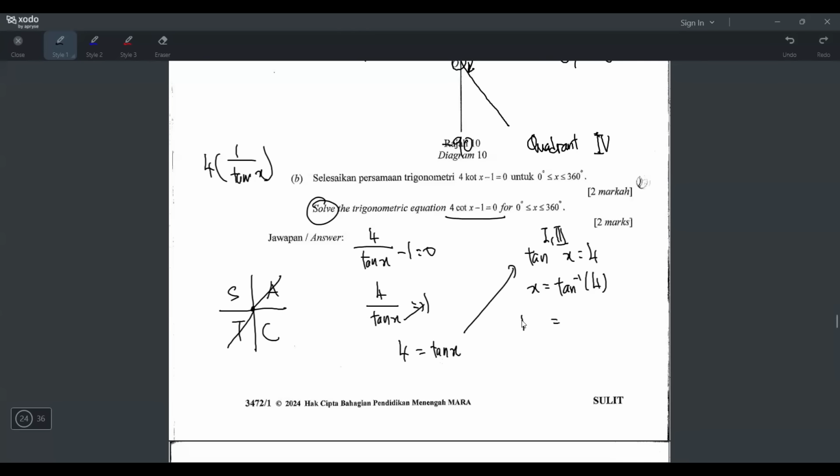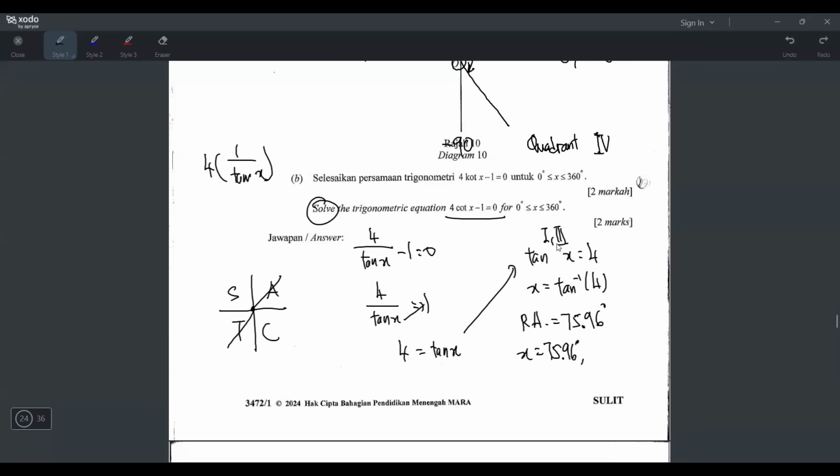And when you press this, the calculator will give you the RA, reference angle. So let's press shift tangent 4. My calculator gives me 75.96. Okay, so this is the reference angle. What is reference angle? Reference angle means the quadrant 1 angle. So now to get the real answer, I have to convert to 1 and 3. So quadrant 1 is 75.96.